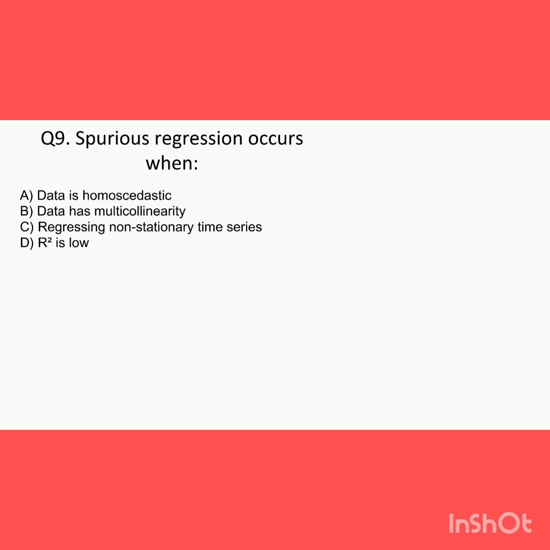Next question is question number 9. Spurious regression occurs when option A, data is homoscedastic. Option B, data is multicollinear time series. Option C, R square is regressing non-stationary time series. Option D, R square is low.